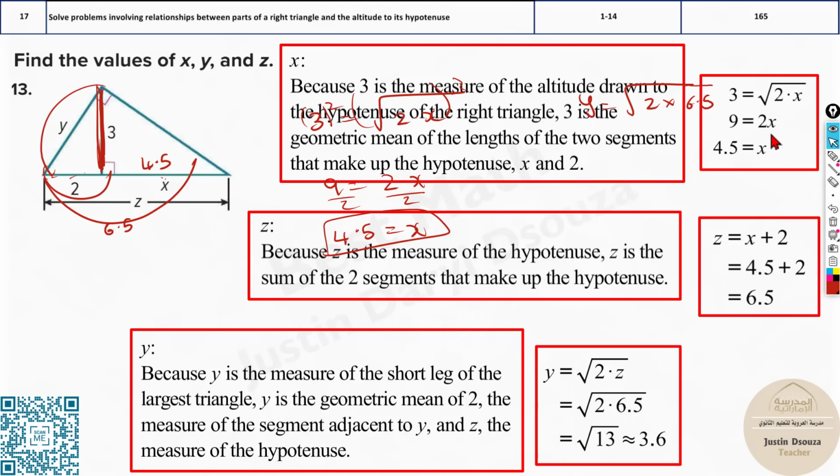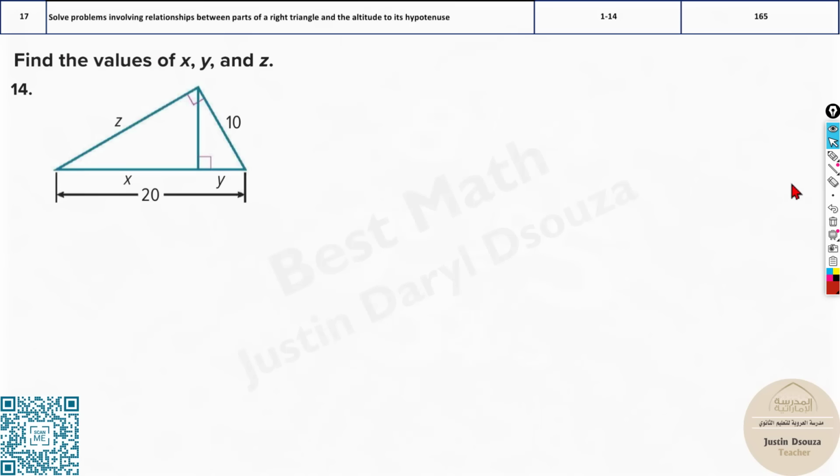You can see here x is 4.5. Once you find that, add it up with 2, you'll get z of 6.5. Then for y, it is square root of 2 times z value, which is 6.5. Put it in the calculator, you will get 3.6. And lastly here, now again, the altitude is not given.